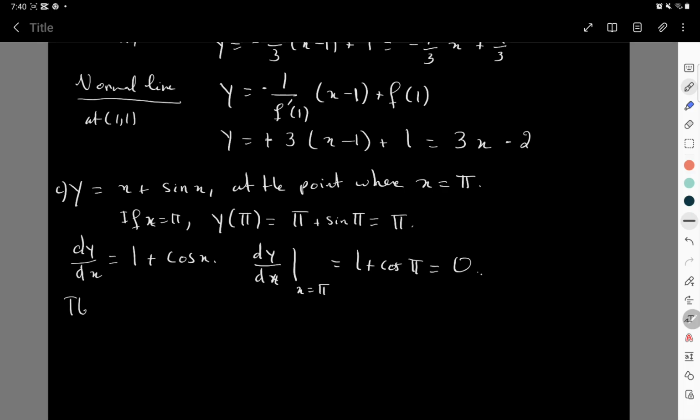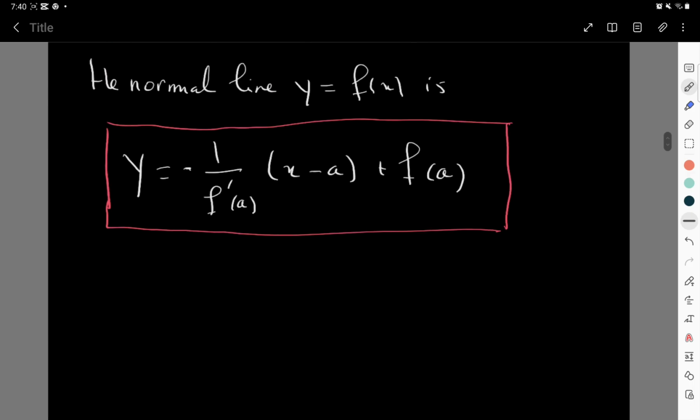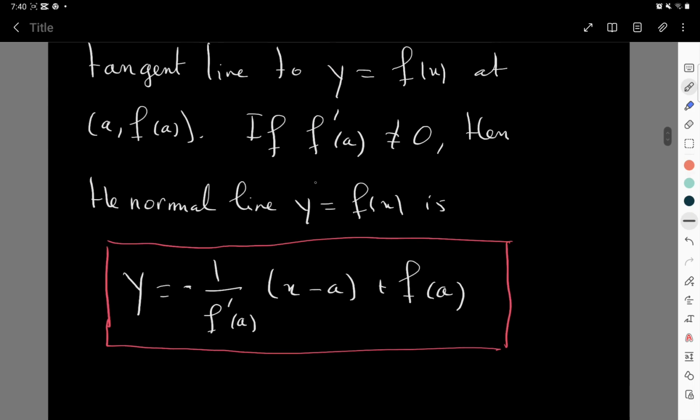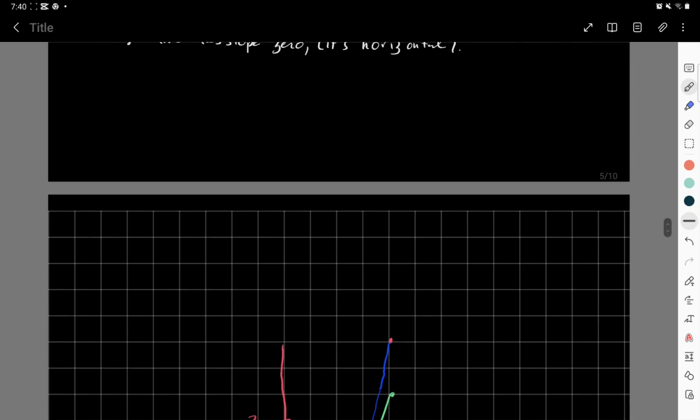The tangent line has slope 0, which means it's horizontal. Right? We have seen that in class. So if the tangent line has slope 0, if dy by dx at x equal pi is 0, then I cannot apply this formula for the normal line, because in order to apply this formula, I need to assume that the derivative at that point at pi is non-zero.